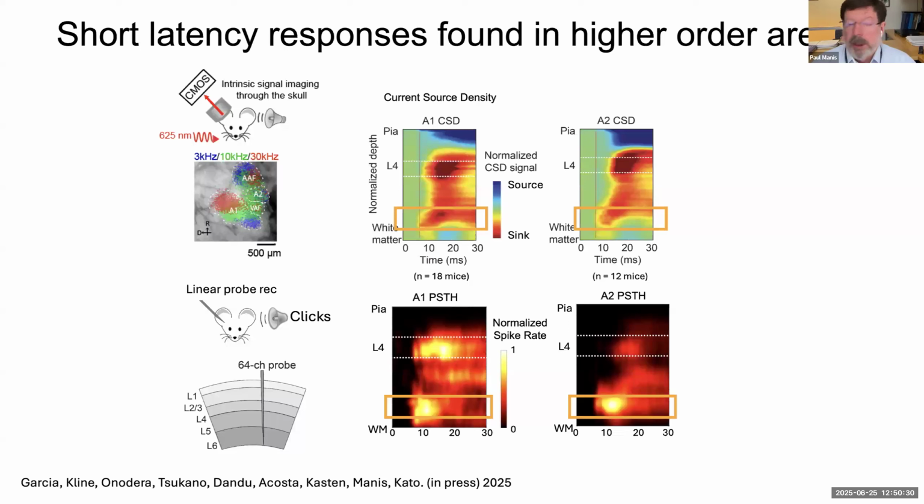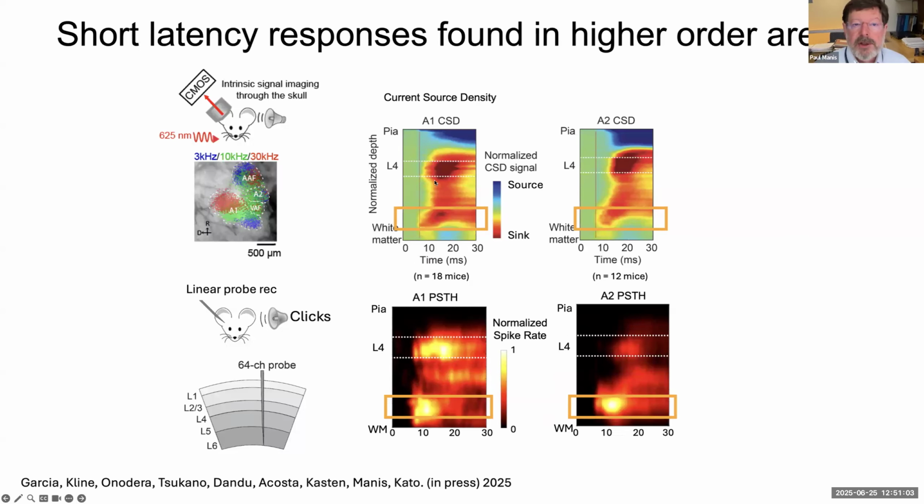Amber, in her dissertation project, was doing recordings from the auditory cortex using this approach, doing intrinsic imaging through the skull to first characterize where the auditory areas were, so you can get the tonotopic map and identify where the areas are, then inserting a 64-channel linear probe into A1 or A2, and measuring the current source density in response to clicks in A1 or A2, or measuring multi-unit and single unit spiking activity.